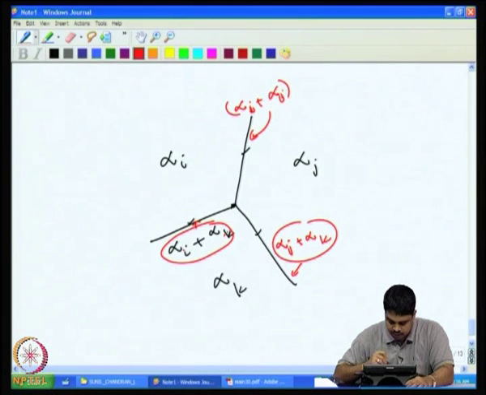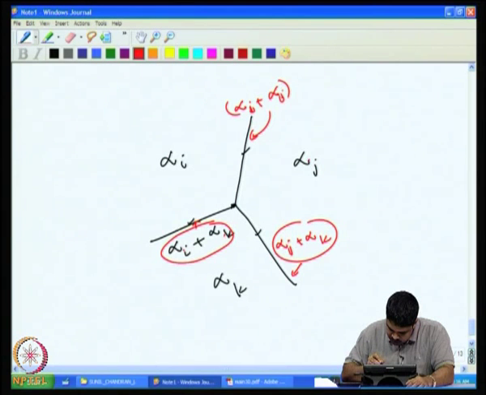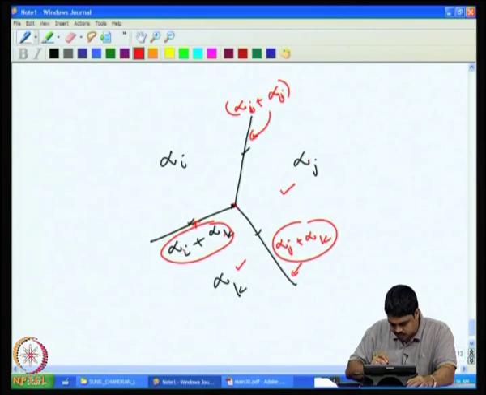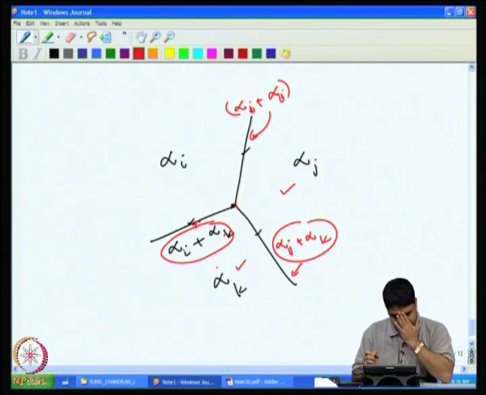For that, alpha k and alpha j have to be the same, but they are not, because alpha j is given to this face and alpha k to this face, and they are different, because they are adjacent faces, they should get different colors.